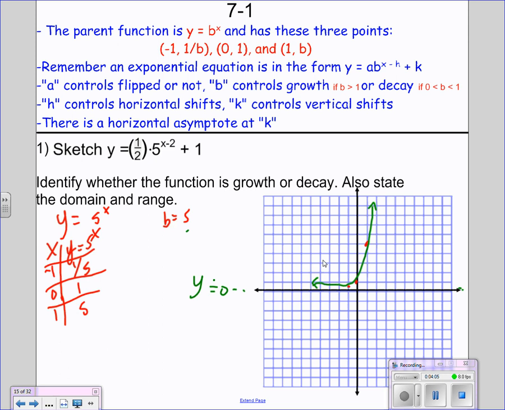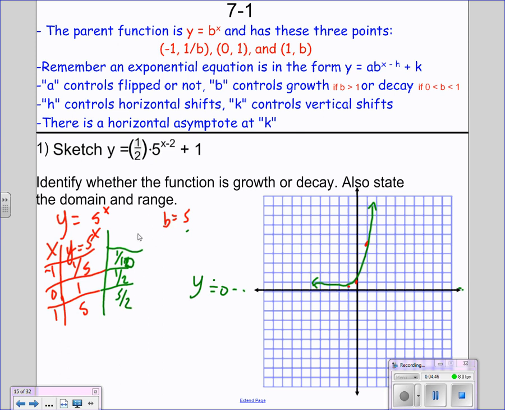Alright, so now we're going to take each point, and first we're going to multiply the y values by half, because according to order of operations, multiplication comes first. So I'm going to multiply my y values by a half, which means 1/5 becomes 1/10. 1 becomes 1/2. And then 5 becomes 5/2.